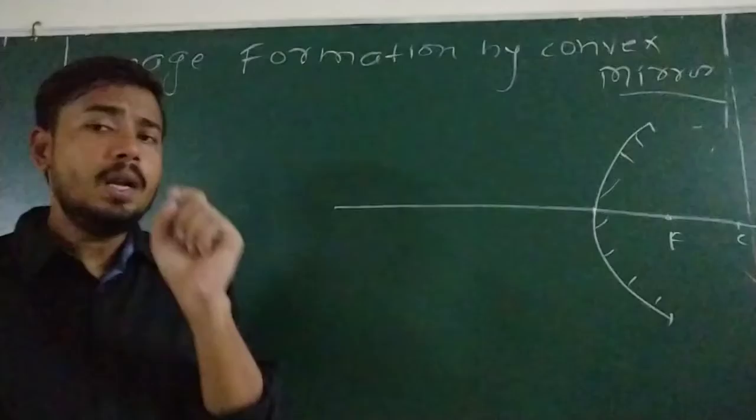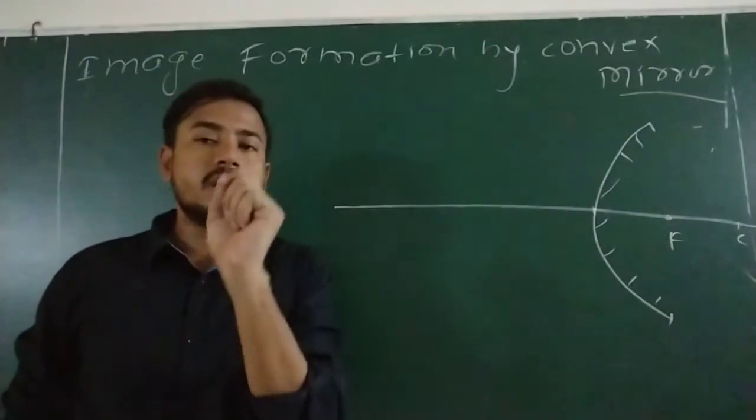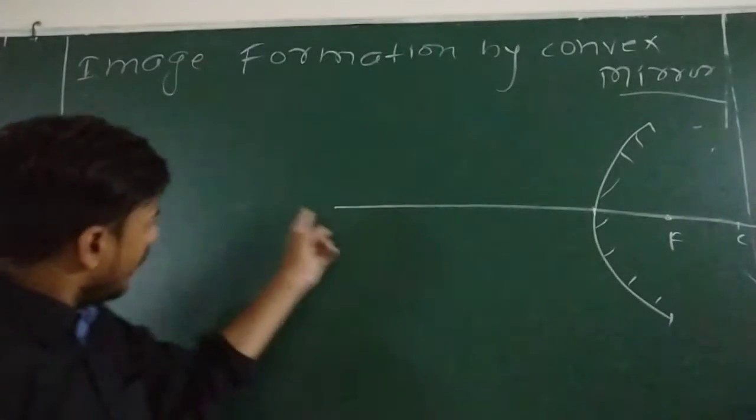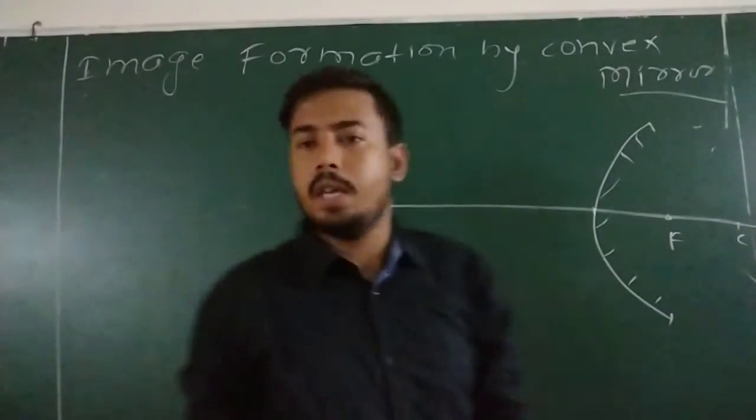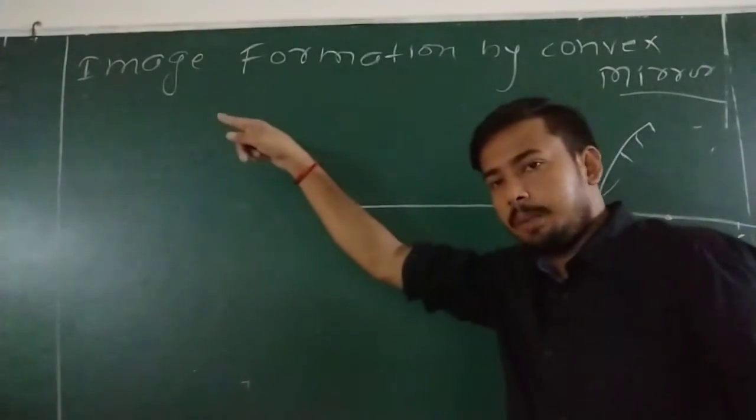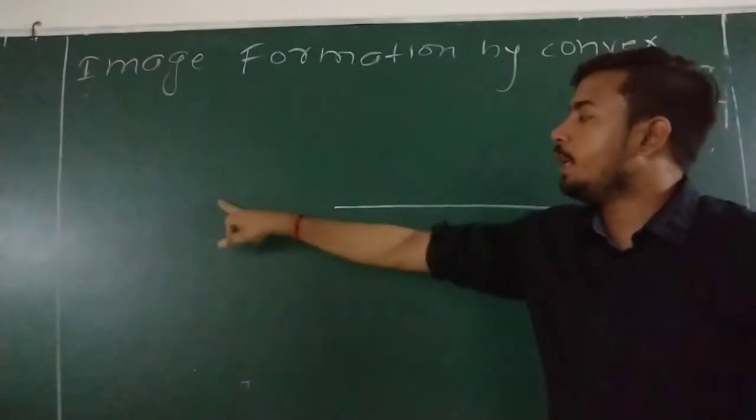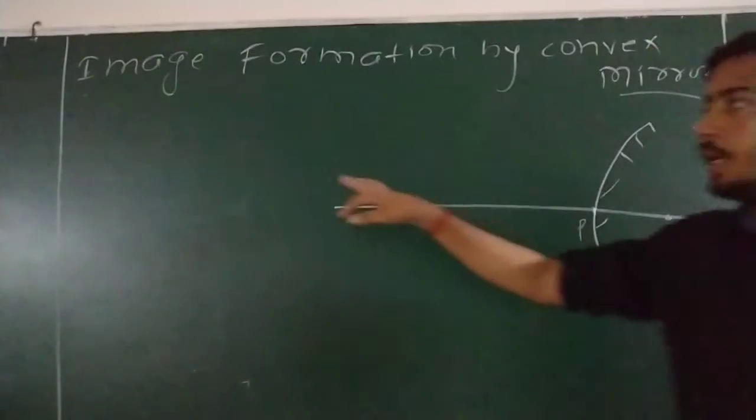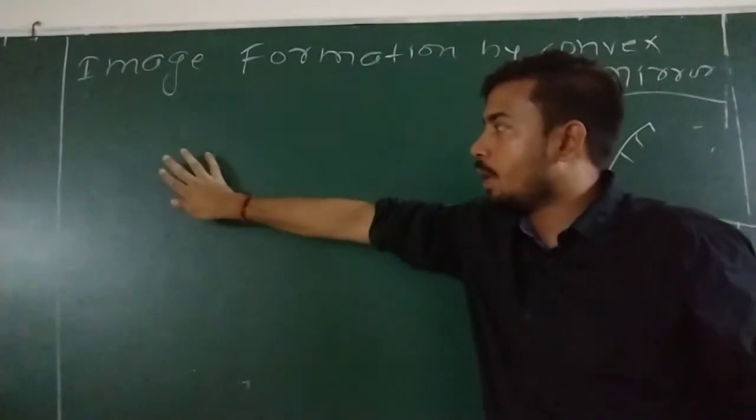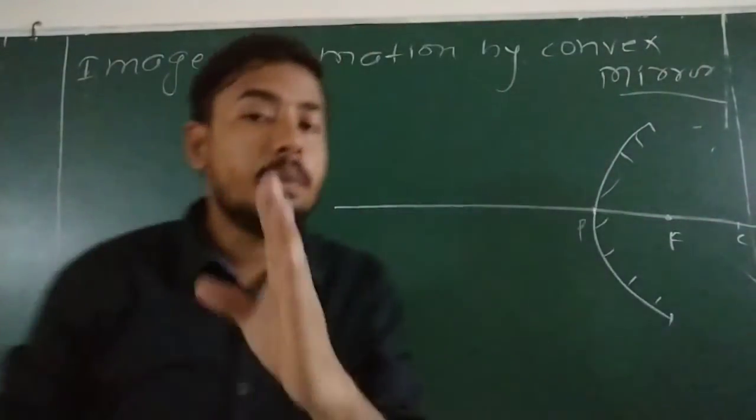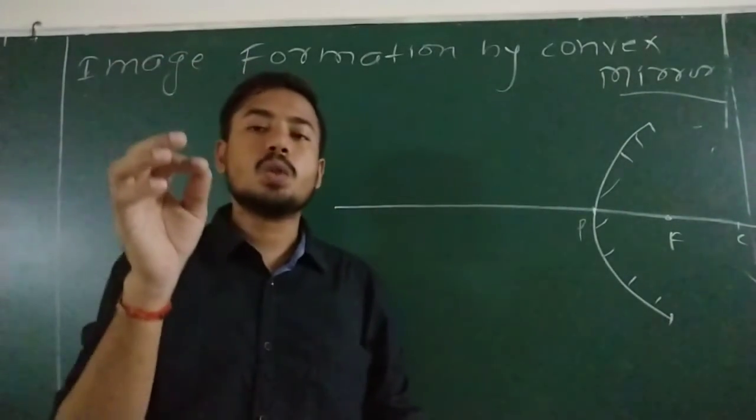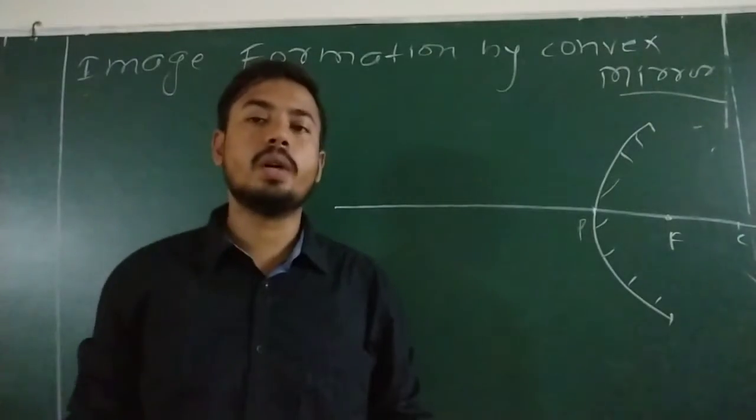Okay. So think, how many options you have? According to me, you have two options. First, object is at infinity. Second, between infinity and pole, because this is the pole. So the object first becomes at infinity and second becomes between infinity and pole. So we are going to discuss one by one all these two cases.